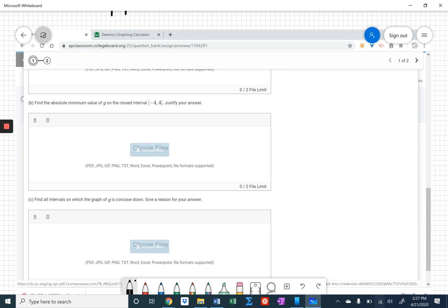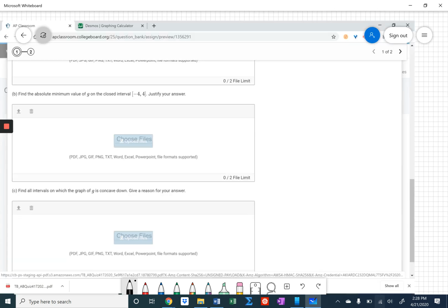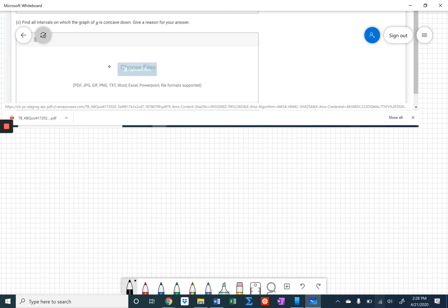Well, we need to figure out the critical values. So we need to figure out whether the derivative is 0 or undefined. And so we're trying to find minimum values of G. Let me put this down here. So that means I need to find G prime. And so they want to see this here. This is 1 point of the problem.